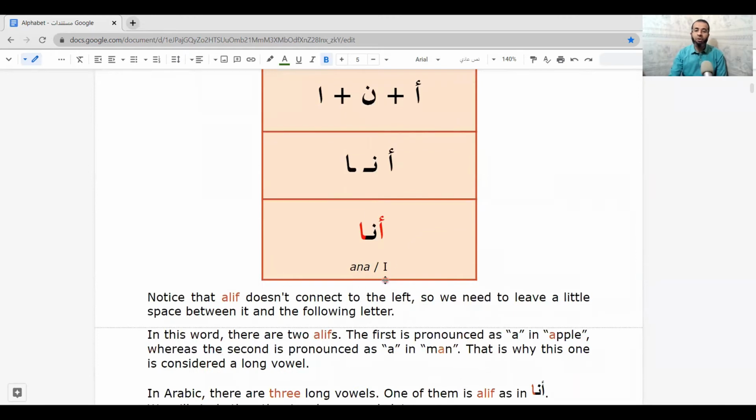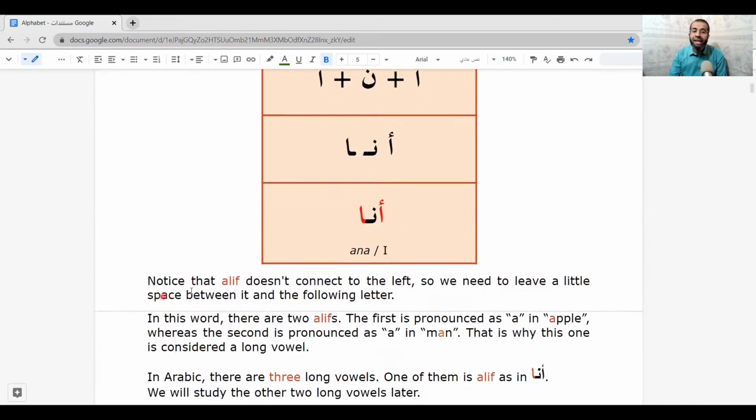So you can speak about yourself and say, for example, Ana Muhammad, I am Muhammad. Or Ana John, I am John. Or for a woman, for example, you say Ana Fatima, or Ana Maryam, or Mary. By the way, in Arabic, we don't use the verb to be. We don't say I am Muhammad, but we say I Muhammad. So it will be Ana Muhammad.